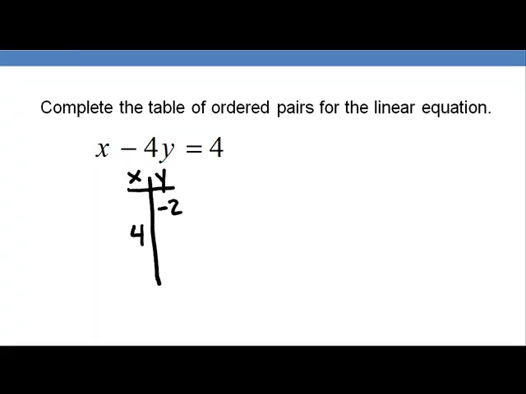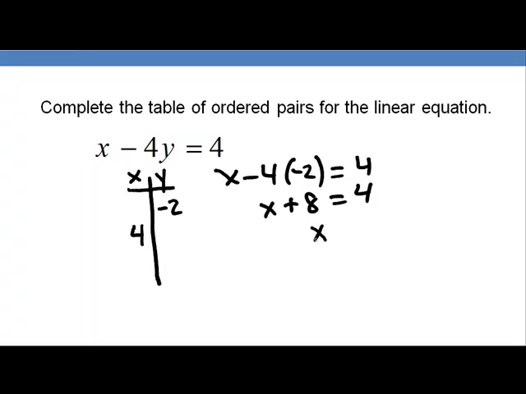This is another format for asking the same question we just did. Often you will see things in a table because it makes it more compact and the data is more organized. So complete the table of ordered pairs for the linear equation. Same equation, and they're giving us the negative 2. So you plug it into the y. So x minus 4 times negative 2 equals 4. There's your 8. And subtract your 8 from both sides. So this is the same one we already solved, so I went a little fast there.